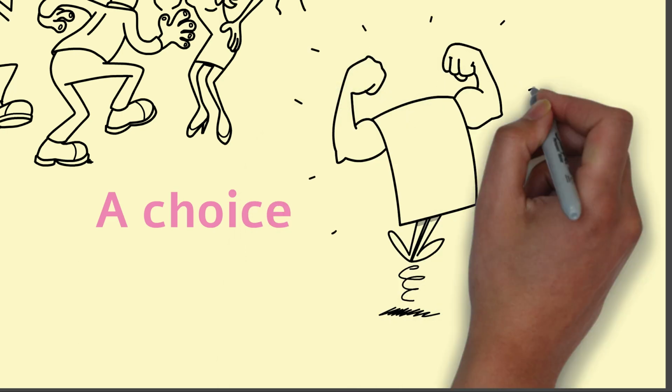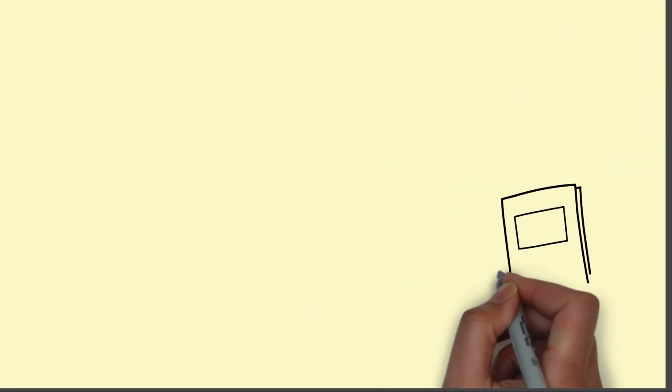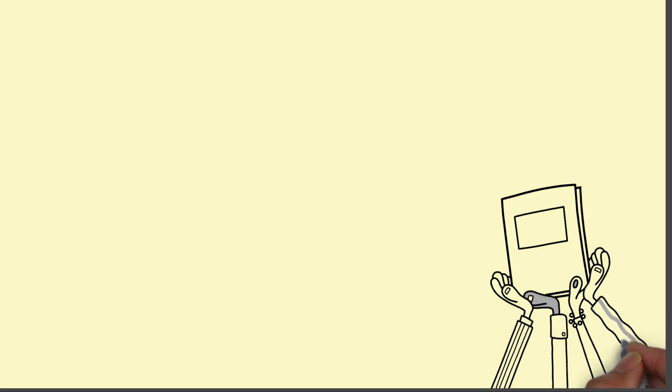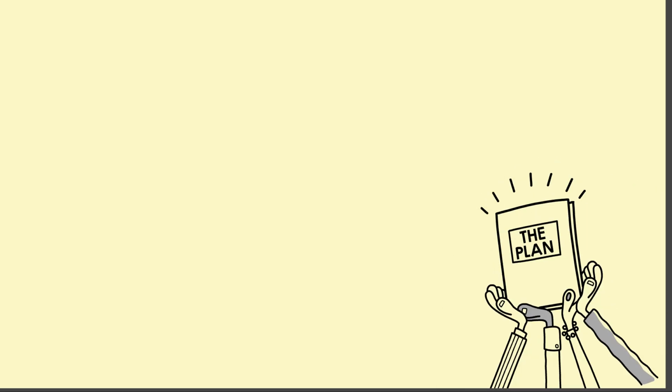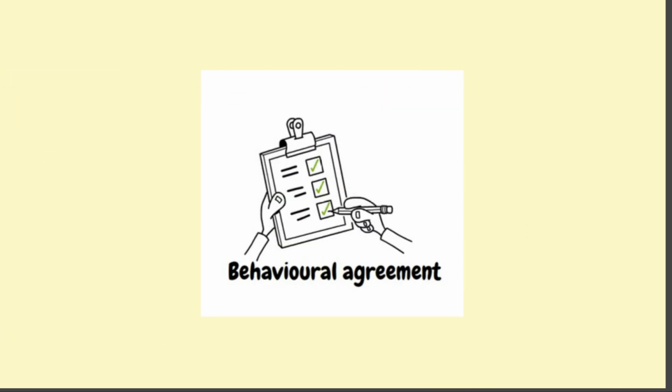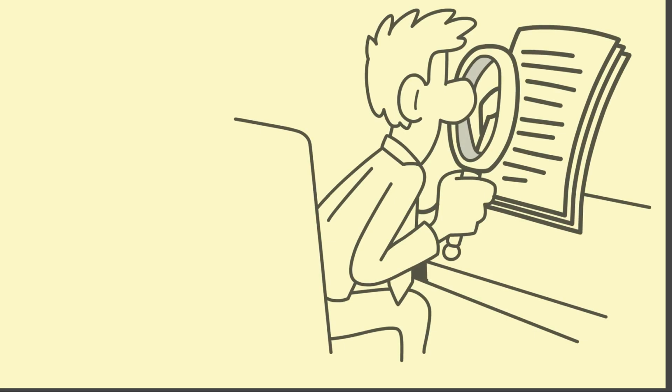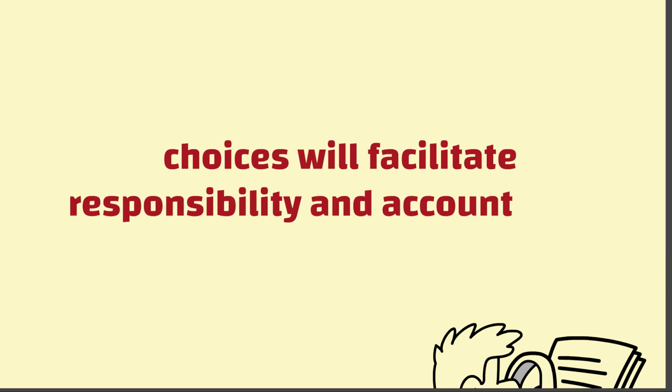Having an appointed area, for example a reading corner, where children can go to refocus and reflect is conducive to inclusive practice. It is beneficial for the children to be involved in designing this area as they can become active contributors to their well-being. A behaviour agreement between adult and child outlining the rules and boundaries in the classroom and playground ensures the child is fully informed and aware of expectations and consequences. Providing children with choices will facilitate responsibility and accountability in their learning.